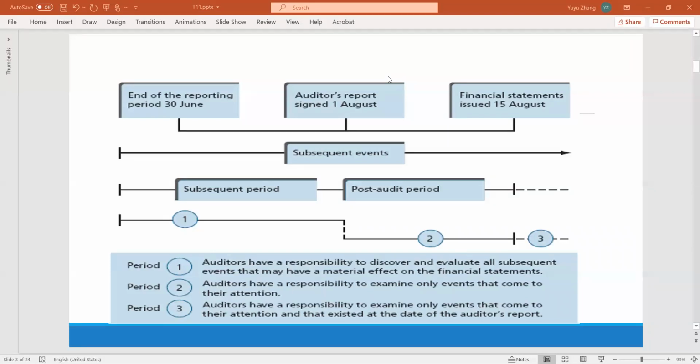So the auditor's responsibility in period 2 is to examine the events that come to their attention. They may not have paid attention to those events before, but now they realize those are important. So auditors can still respond to those subsequent events.